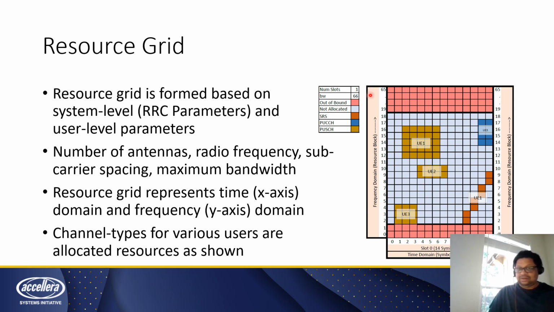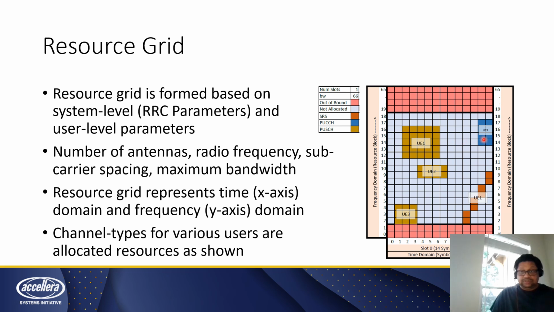PRBs are basically physical resource blocks, whereas the actual bandwidth part that we are allowed to allocate in this particular example is between the second RB and the 18th RB on the frequency domain. Now, if you see these blocks within the bandwidth part, there is UE1, UE2, UE3, and the brown boxes are basically the data, PUSCH.